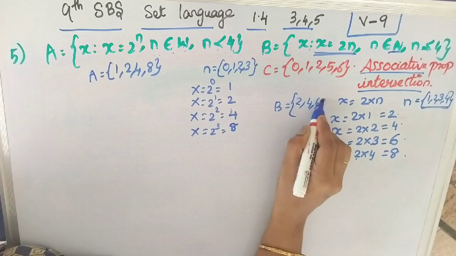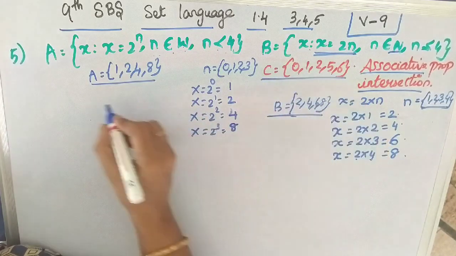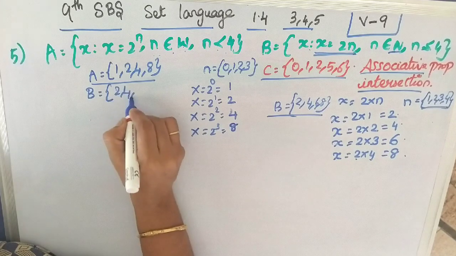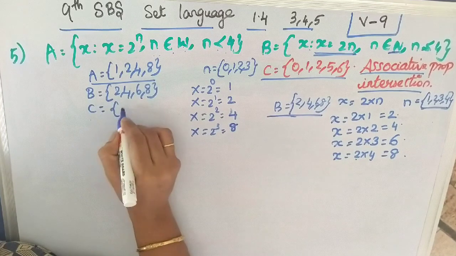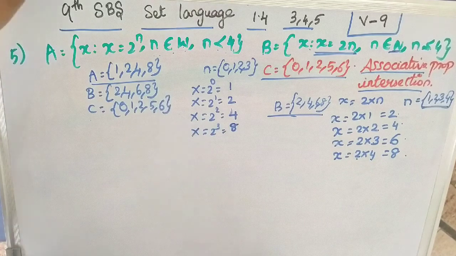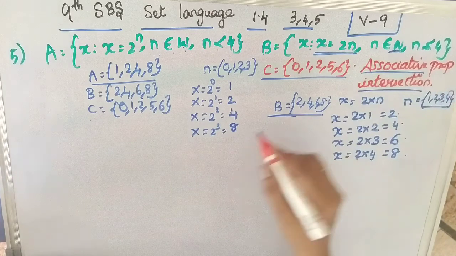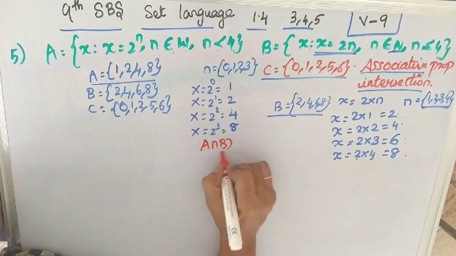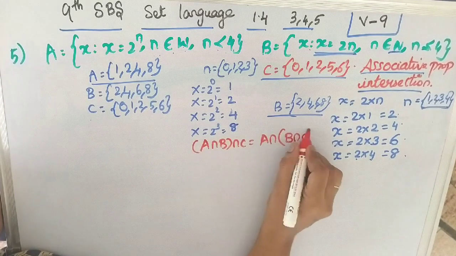And C is equal to 0, 1, 2, 5, 6. It's directly given. Now we have to prove the associative property of intersection. Okay? So we have found A is equal to 1, 2, 4, 8 by using x is equal to 2 power n. B is equal to 2, 4, 6, 8 by x is equal to 2n and C is directly given. Now I am going to write what is the associative property of intersection. A intersection B intersection C is equal to A intersection B intersection C.